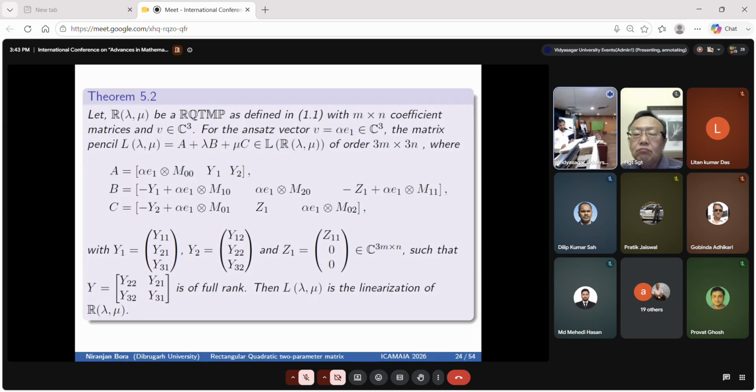and where these Y1, Y2 and Z1 are the matrices occupying the column space, and such that this Y matrix, capital Y matrix, that is Y2 to Y21 and Y3 to Y31, is of full rank. If this matrix is of full rank, then L(lambda, mu) is a linearization of R(lambda, mu).